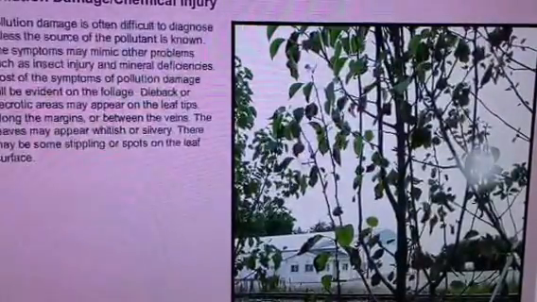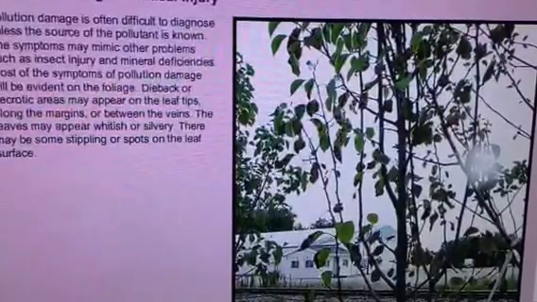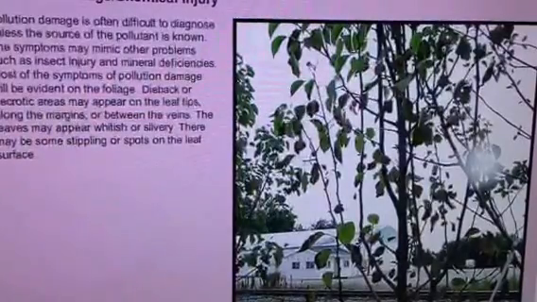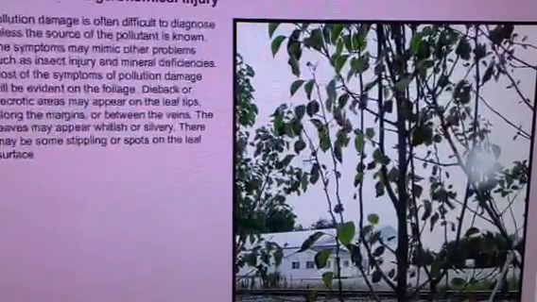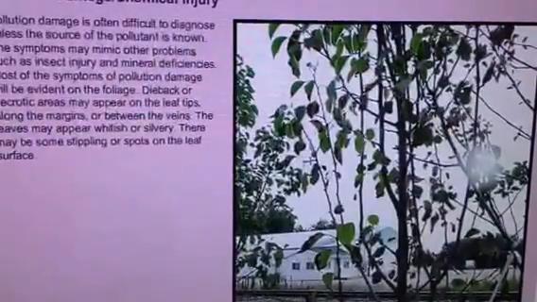Pollution damage is often difficult to diagnose unless the source of the pollutant is known. The symptoms may mimic other problems such as insect injury and mineral deficiencies. Most of the symptoms of pollution damage will be evident on the foliage. Dieback or necrotic areas may appear on the leaf tips, along the margins, or between the veins. The leaves may appear whitish or silvery. There may be some stippling or spots on the leaf surface.